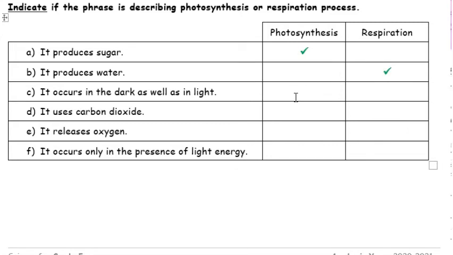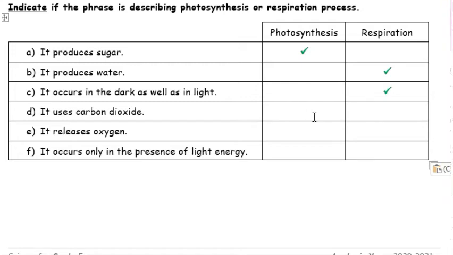It happens in the dark as well as in the light. Which one of these two processes happens day and night? It is respiration. Since photosynthesis needs sunlight energy, photosynthesis happens in the light only, so it doesn't happen in the dark.